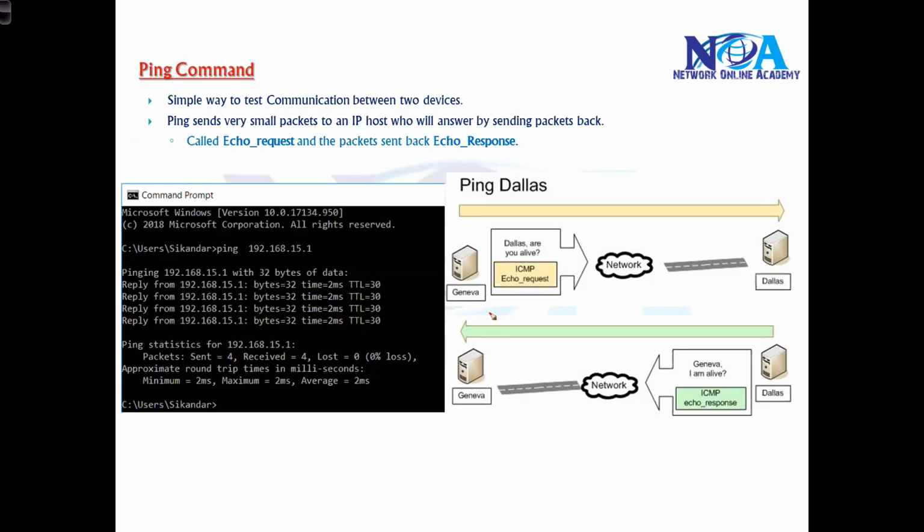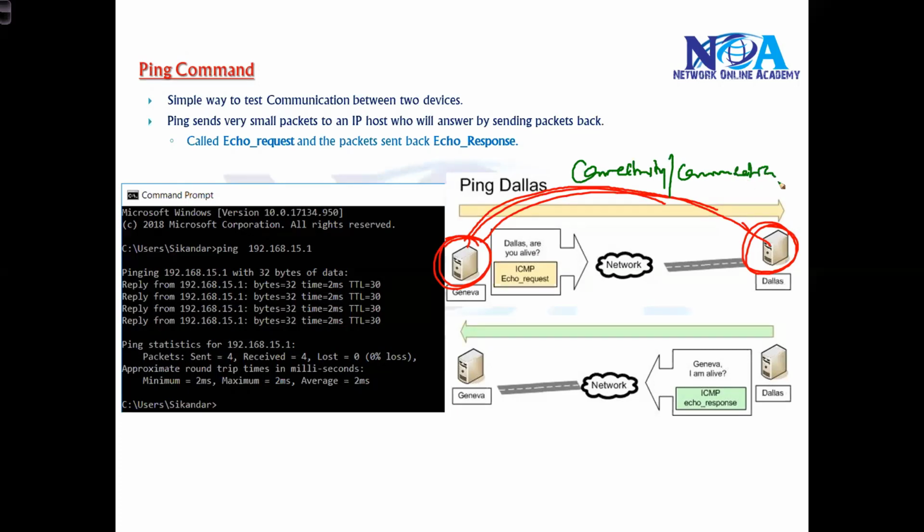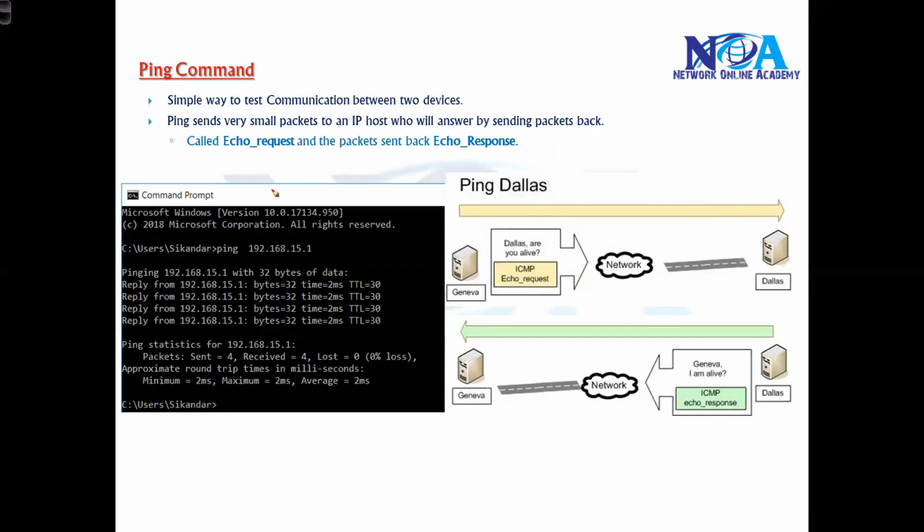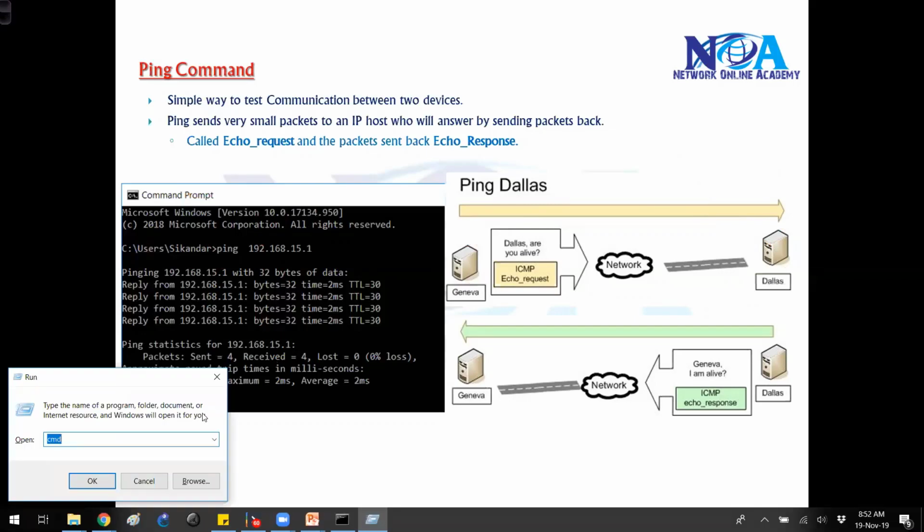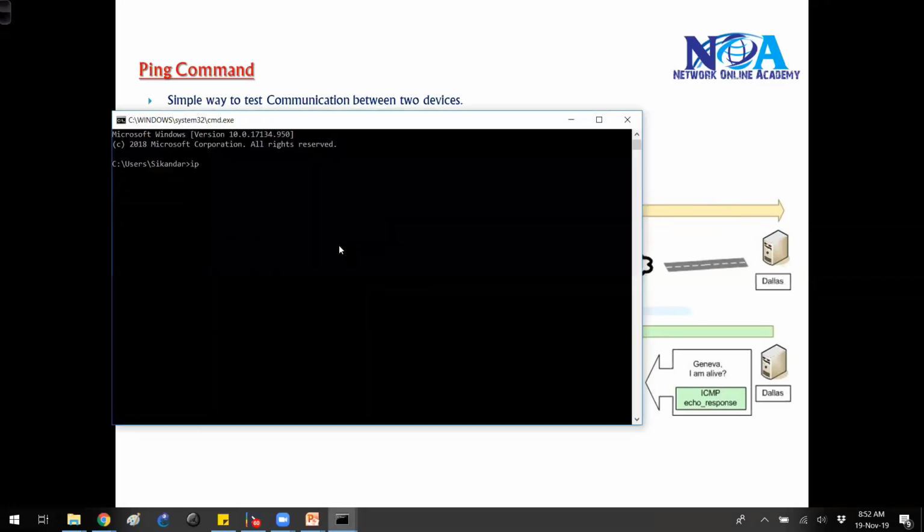Take an example. Let's say I have a device here, and I want to see whether these two devices are able to reach each other or not. So I just want to confirm the connectivity between them and that there is communication between them. Then we simply give a command called ping and then the IP address of the device you want to reach. In my case, on my laptop, I have verified my IP address.